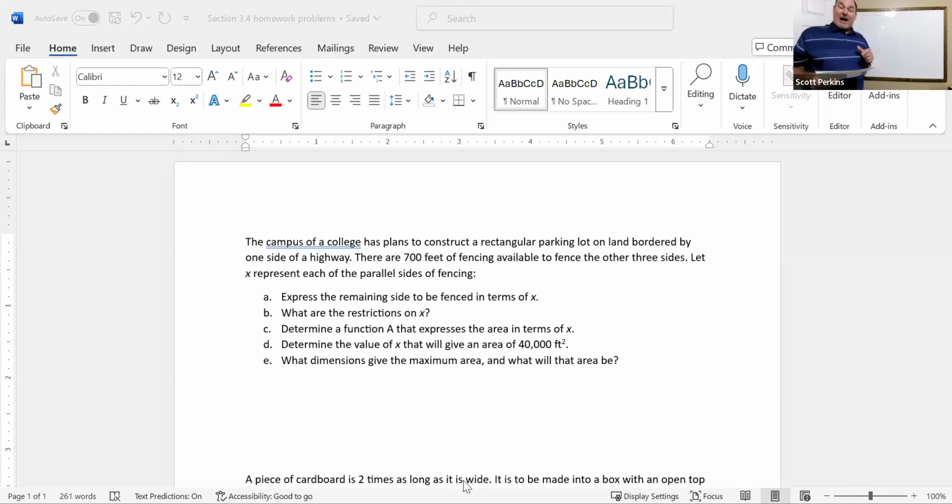And we are going to do 5 things right now for this problem. The first thing is we're going to express the remaining side to be fenced in terms of X. We're going to look at what the restrictions are on X. We're going to determine a function, which we will call A, that expresses the area in terms of X. We're going to determine the value of X that will give an area of 40,000 square feet. And then finally, what dimensions give the maximum area and what will that area be?